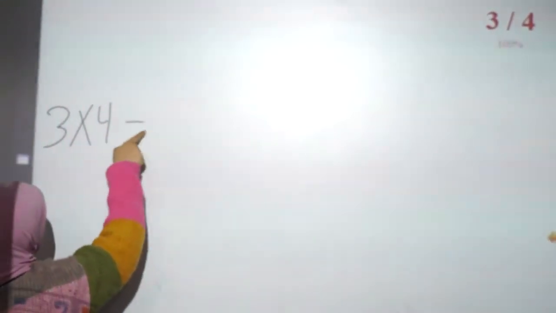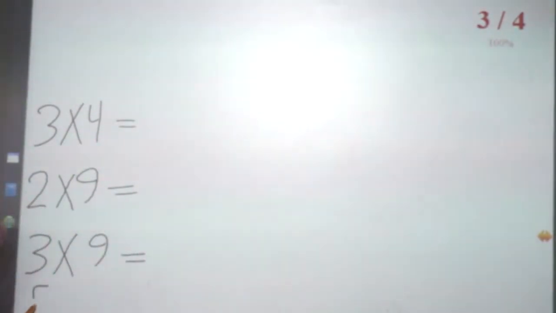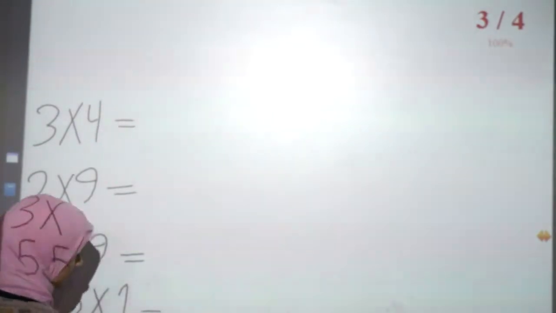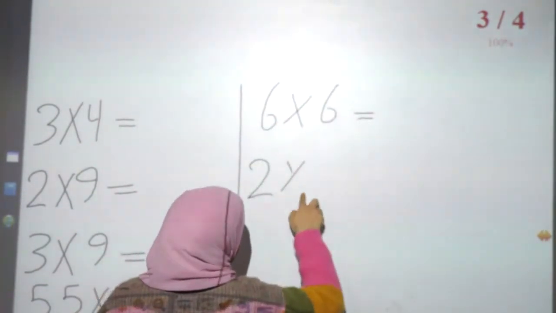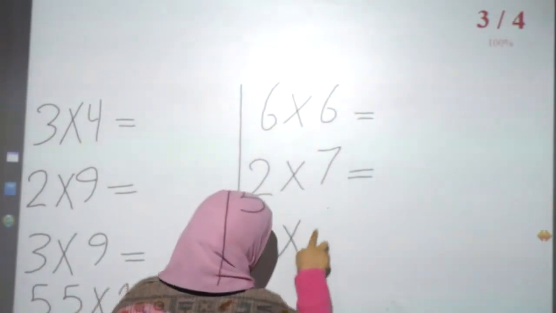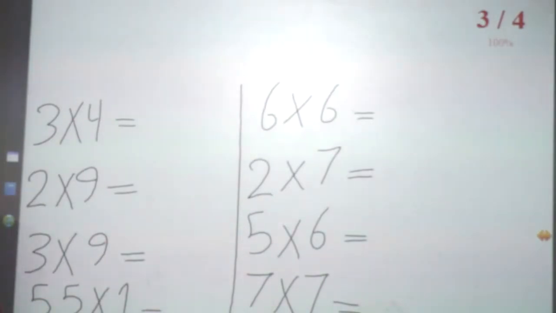Get your pencil and your copybook and write this with me and answer before I answer. Let's do it with me. 3 times 4 equal? 12. 2 times 9, 9 plus 9, give me? 18. Very good.